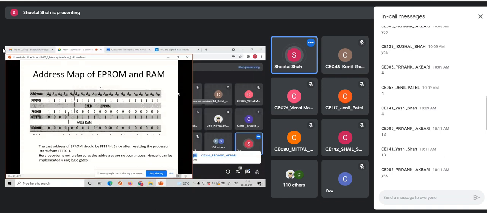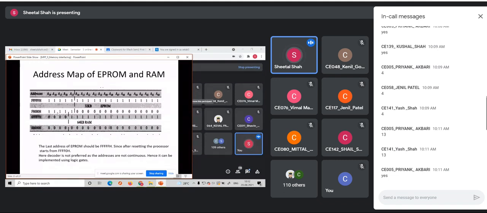Okay, so total A0 till A14, A0 till A13 is used for addressing one set of this ROM IC. So what would be the starting address of the first set of the ROM IC? See, all these should be ones, for that would be the last address, and up to A13 it should be 1. Okay, so what should be the starting address for the first set?